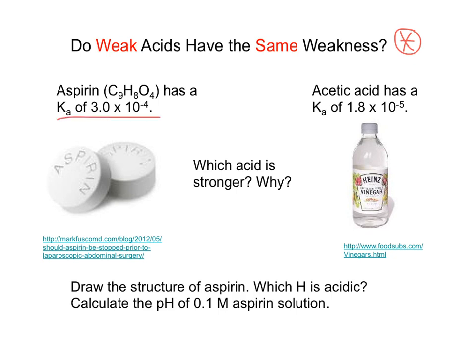Here's the structure of aspirin, and the acidic proton is this one. So let's practice an equilibrium calculation. Stop the video and calculate the pH of a 0.1 molar aspirin solution. Set up an equilibrium calculation like you did 2 slides ago. Use this value of Ka, and you'll turn up with a pH of 2.3.